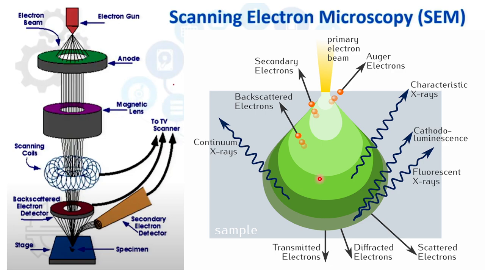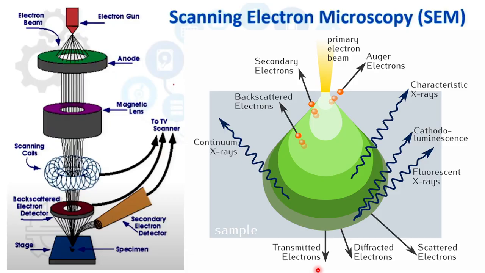Now there are different possibilities of interaction between your incident electron beam and your material, and after that different electrons are actually generated. For example, Auger electron is generated, secondary electron is generated, backscattered electron is generated, X-ray is generated, what we have discussed during XPS also, cathodoluminescence is generated, fluorescent X-ray, diffracted electron, scattered electron, and transmitted electron.